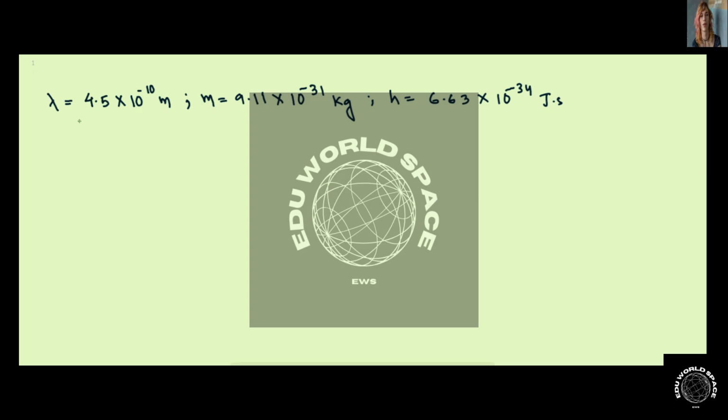So we are given the de Broglie wavelength of an electron, and the first part of the question is to find the momentum. So we will use equation 27.8. According to this equation, momentum is equal to Planck constant over lambda.